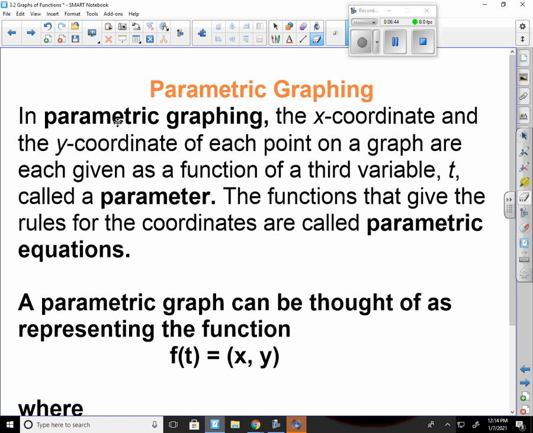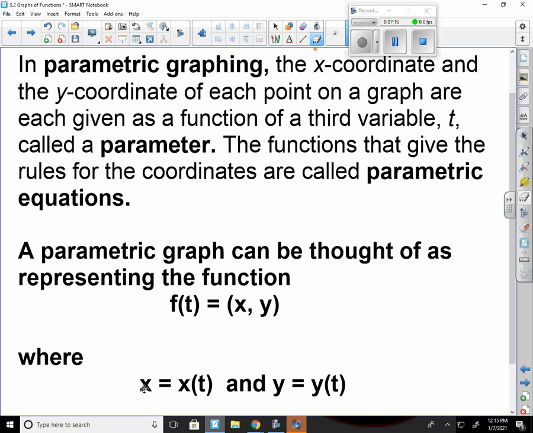Okay, this takes us to parametric graphing. In parametric graphing, the x-coordinate and the y-coordinate of each point on a graph are each given as a function of a third variable t, called a parameter. The functions that give the rules for the coordinates are called parametric equations. Then a parametric graph can be thought of as representing the function f of t, so a function of t, equals (x, y), and that's where x equals x of t and y equals y of t.